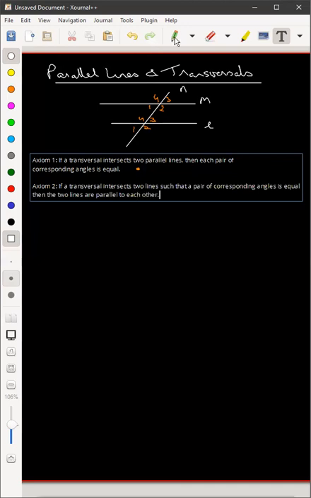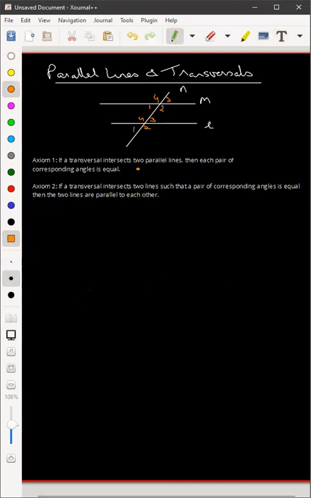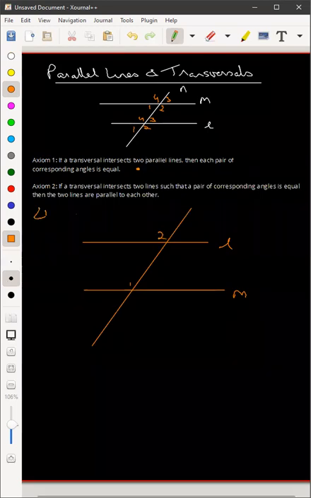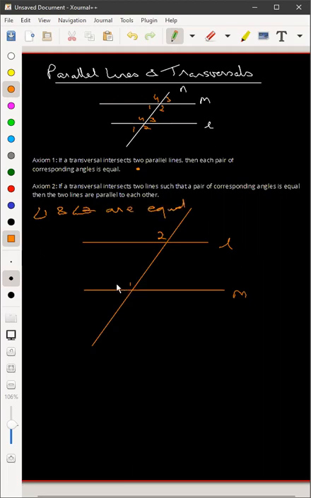What we are basically saying is, we are given two lines. We don't know whether they are parallel or not. But we are given that a transversal cuts these lines and angle 1 and angle 2 are equal. For example, let's say they both measure 45 degrees. Then automatically L is parallel to M. So this we can easily conclude.